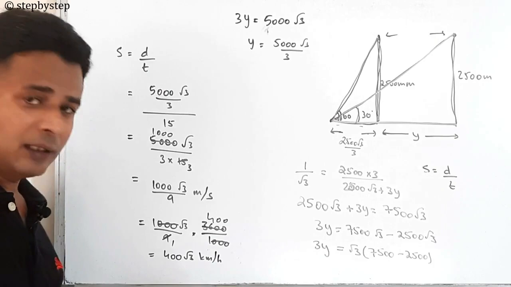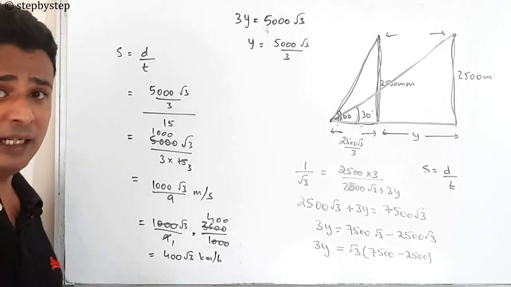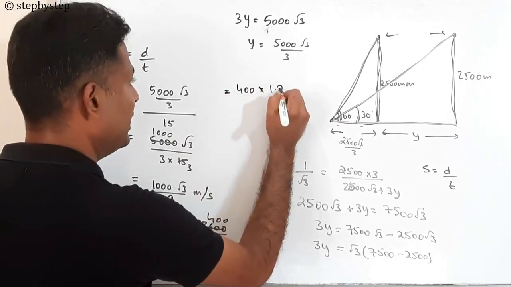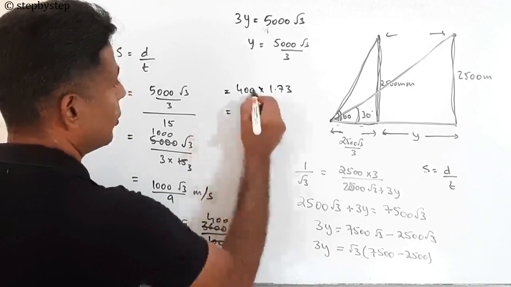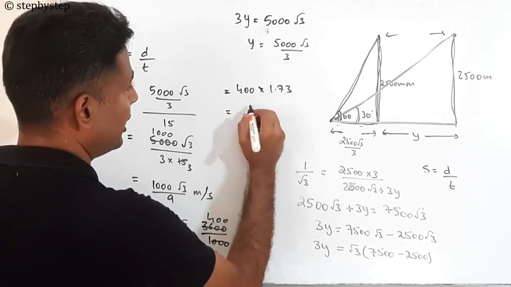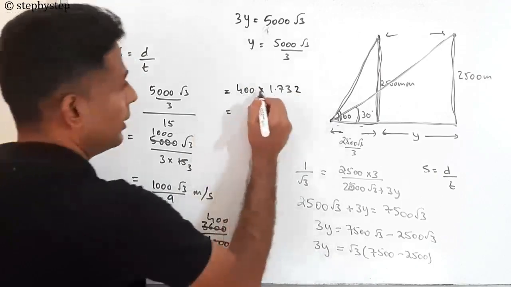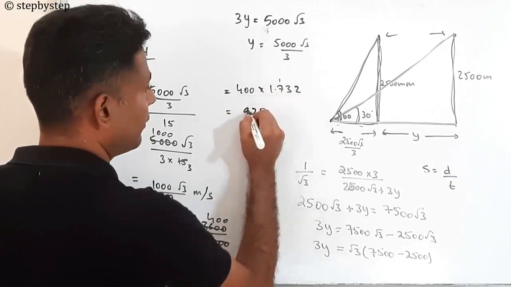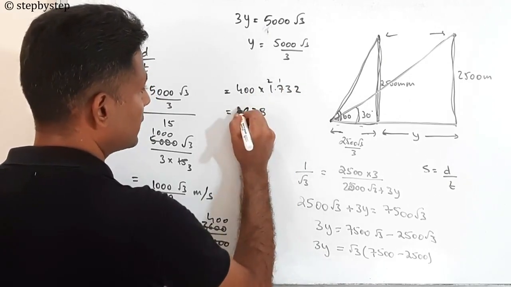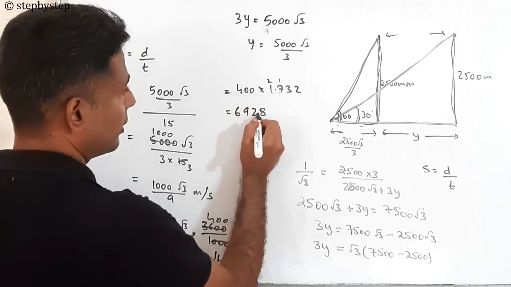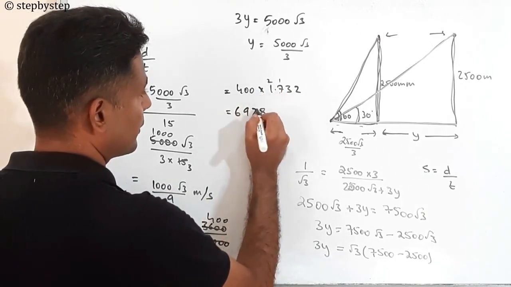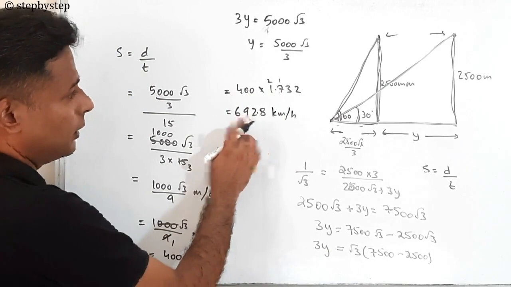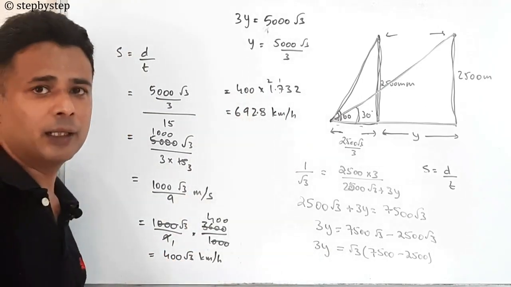Alright. But the final answer is given in decimals. So you have to do 400 into 1.732. So 4 2s are 8, 4 3s are 12, 1, 4 7s are 28, 29, 4 1s are 4, 6. And after 3, so 692.8 kilometer per hour. So when you do 400 into this, you will get 692.8 kilometer per hour.